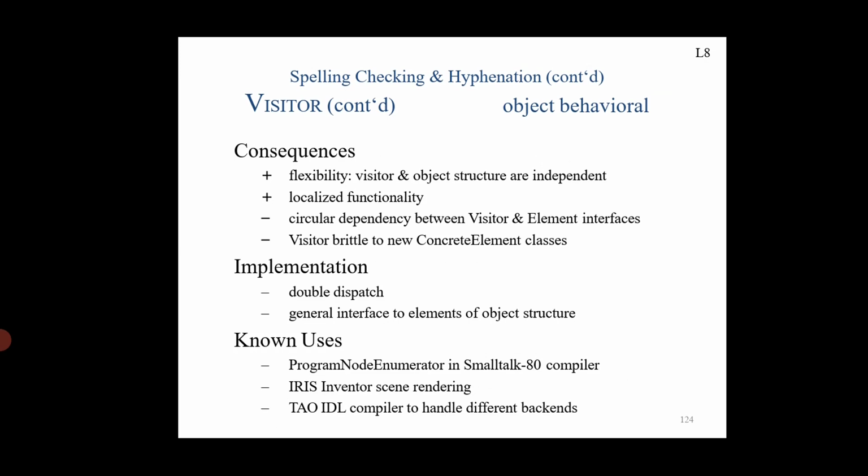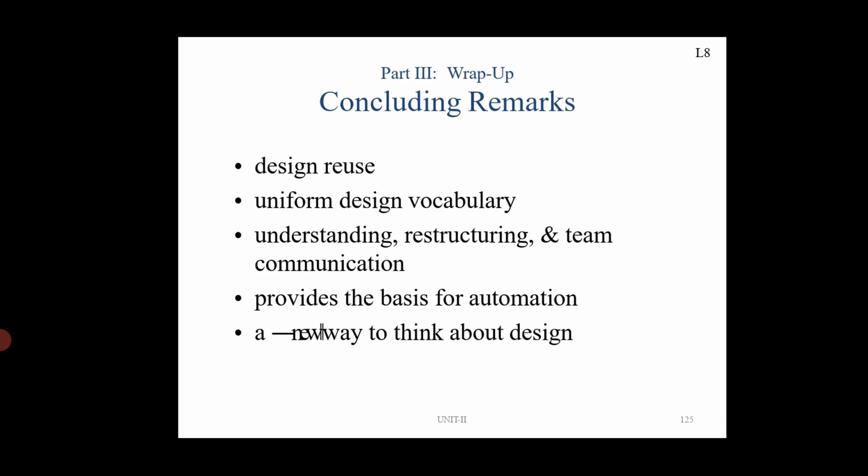What are the known uses here? We need to study the program node enumerator in the Smalltalk compiler, and the IRIS Inventor scene rendering, where we need to handle different backends. These are the known uses. Finally, concluding these remarks, we are reusing the design, and designing the vocabulary in a uniform interface. We need to understand how refactoring and team communication work, provide the basis for automation, and think about design in a new way.